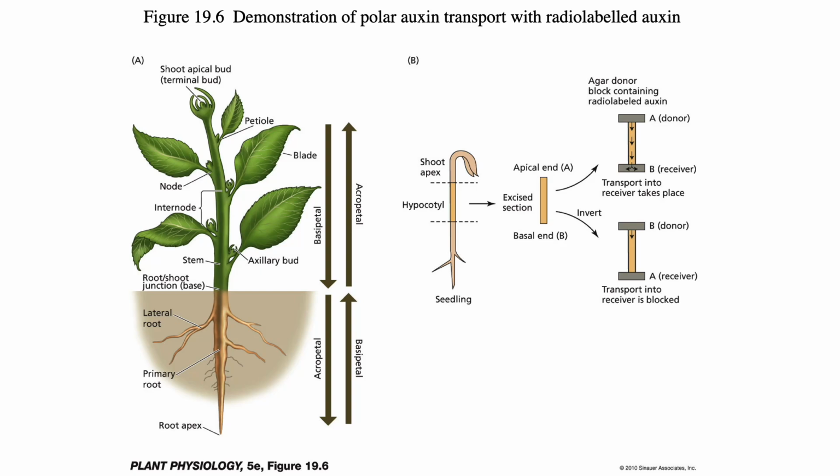After some time, the receiver block is collected, and the radioactive auxin that was collected can be counted in a scintillation counter. This is a very sensitive measurement and can count very low amounts of radioactive substance. When the hypocotyl is inverted so that the donor block is placed on the lower part of the hypocotyl, no auxin can be detected in the receiver block, indicating that it could not be transported. This is polar transport. This indicates that auxin cannot be transported by diffusion or gravity. Some other mechanism must exist.